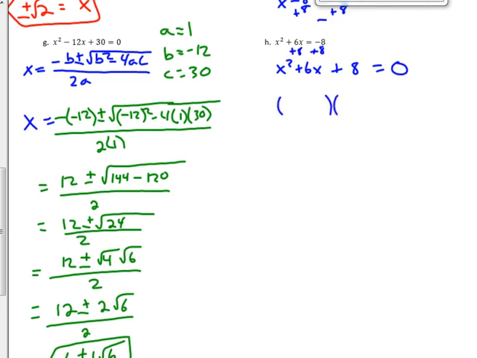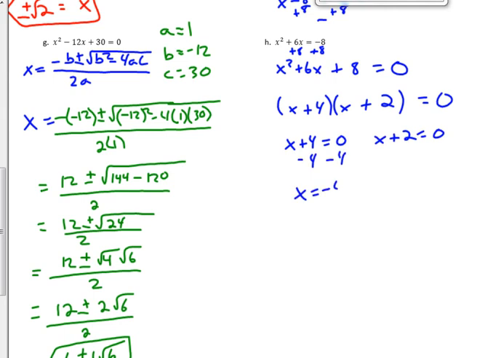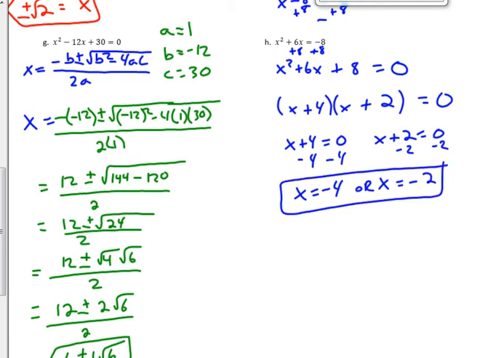Now, again, it's a trinomial, so the first thing I want to try to do is see if I can factor it. I get x times x, multiplies to give me 8, but adds to give me 6. Well, that one actually works. I've got a 4 and a 2, so that's good. Now I've got zero product property. Set both of these things equal to 0. Subtract 4 from both sides. Subtract 2 from both sides for this one. I get x equals -4 or x equals -2.